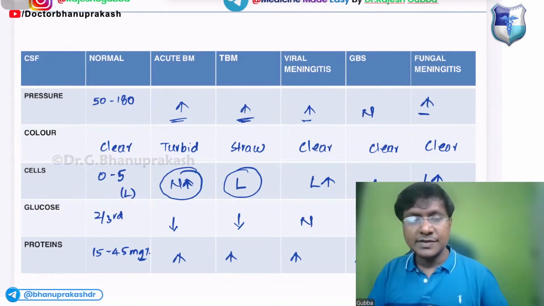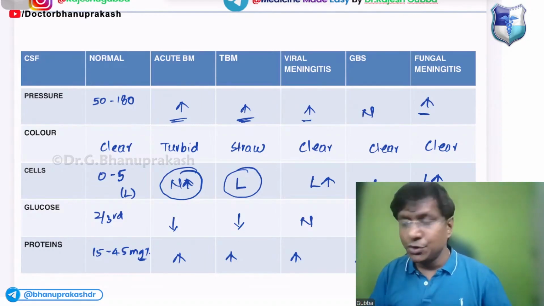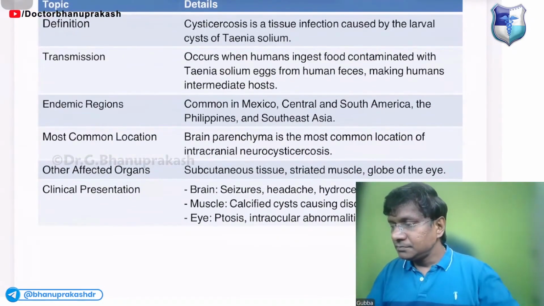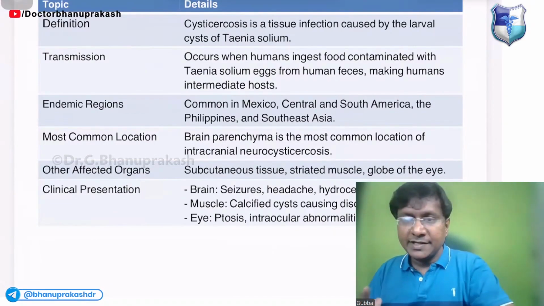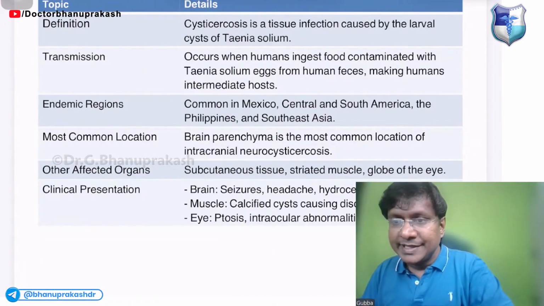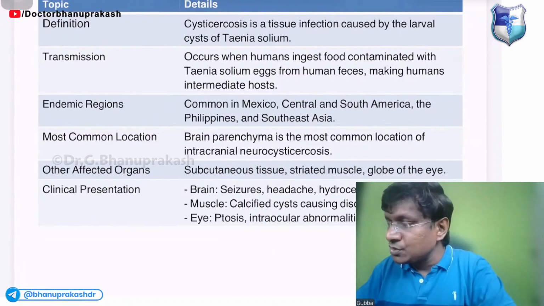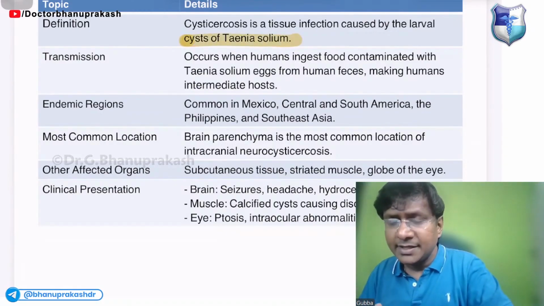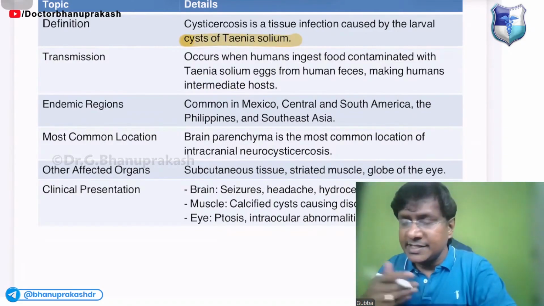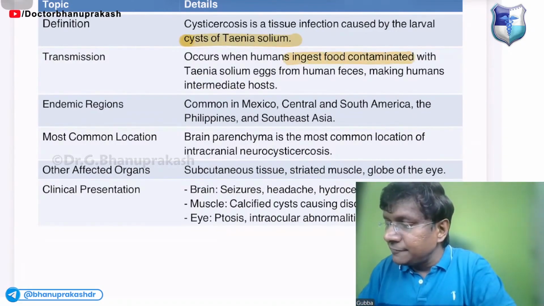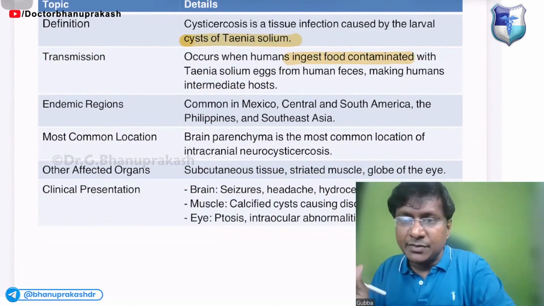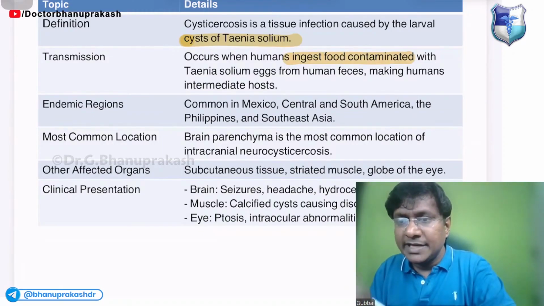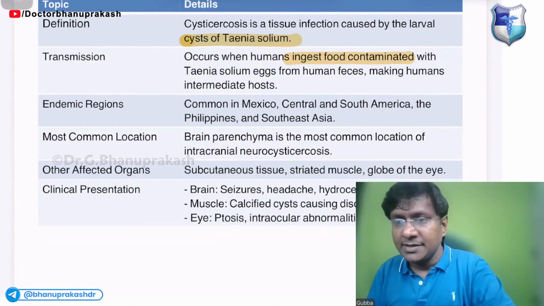Now, we'll move on to the next topic for discussion, that is neurocysticercosis. If you take cysticercosis, it is the tissue infection which is caused by the larval cyst of Taenia solium, right? And how does the individual acquire this? By ingesting food which is contaminated with Taenia solium eggs. It is very common in Mexico and Central and South America.